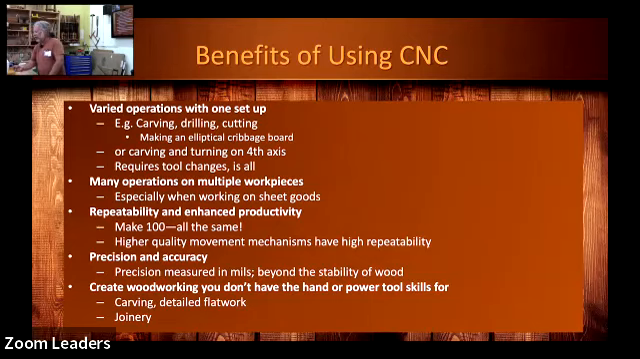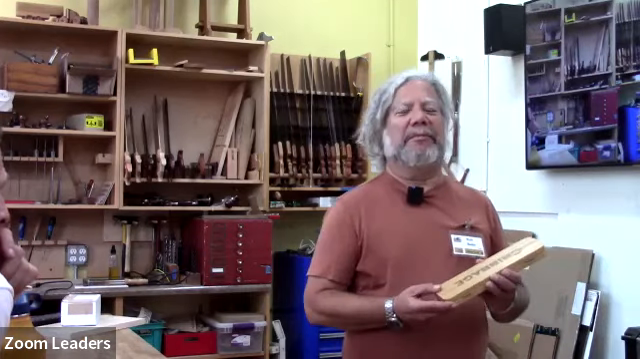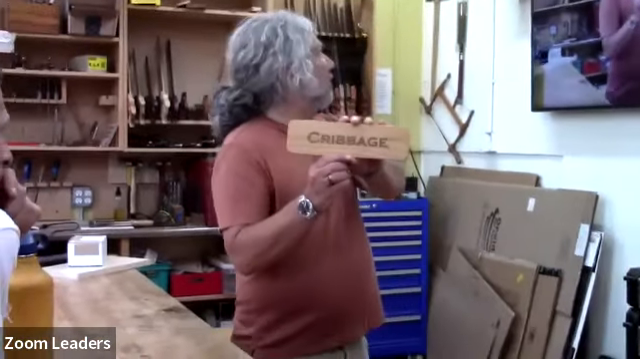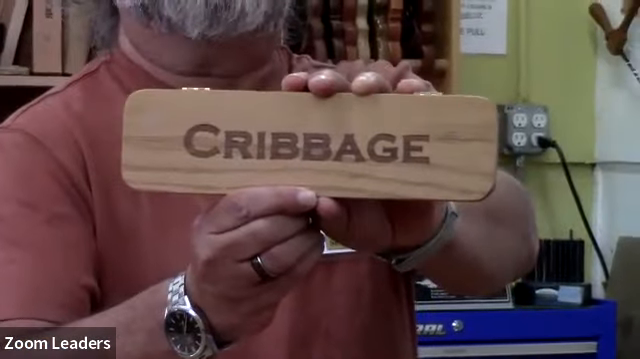We've got an example of an inlaid cribbage board. Can I hold it up to a camera? There's pegs in there, so be careful with the pegs. There you go. There's your inlaid cribbage board.